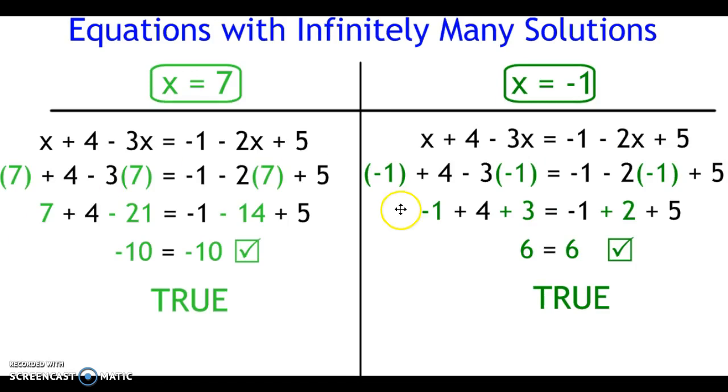Let's take a look at some examples. I picked two random numbers, x equals 7 and x equals -1, and when I substituted both of those values into the equation, I got both sides equal, which means the equation is true. I obviously didn't exhaustively test this, but whenever you solve an equation and you have two numbers on either side that are equivalent, that means there are infinitely many solutions.